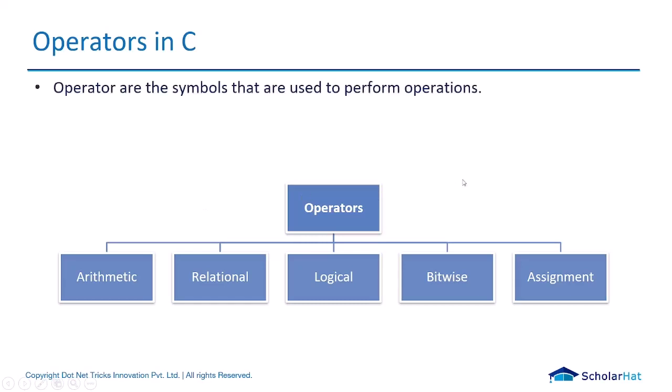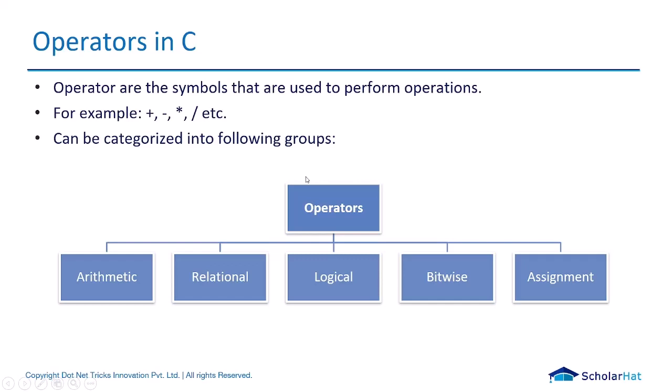Now, next thing we're going to learn is operators in C. So, operators are the symbols that are used to perform some operations. So, you can see, if you have heard about that, there are unary operators, binary operators and ternary operators. So, here you can see all defines are binary operators. Arithmetic, relational, logical, bitwise and assignment, these all are binary operators.